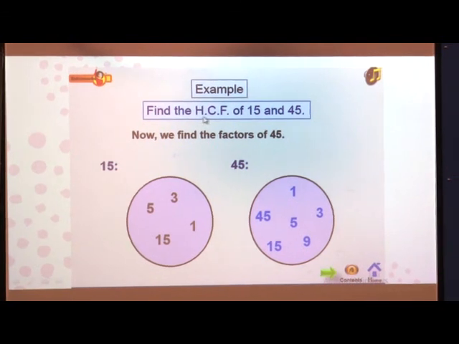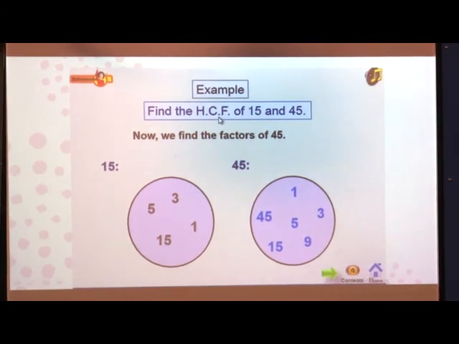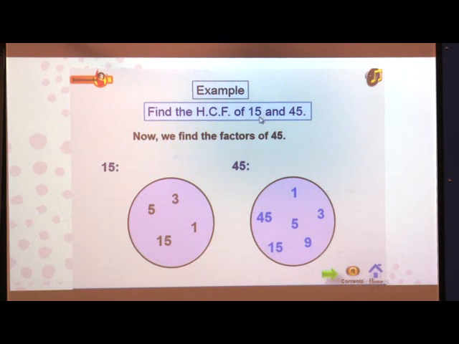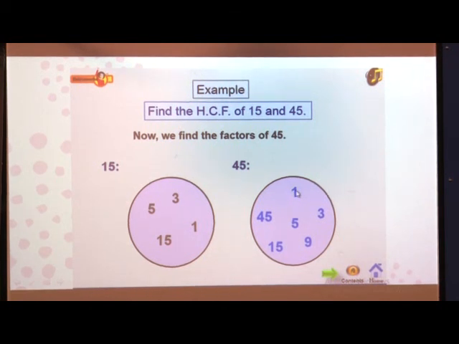Example, to find the HCF, that is highest common factor, of 15 and 45. To find this, we have to first find the factors of 15 and 45 separately. The factors of 15 are 1, 3, 5 and 15. These are the factors of 15. The factors of 45 are 1, 3, 5, 9, 15 and 45. So, these are the factors of 45.